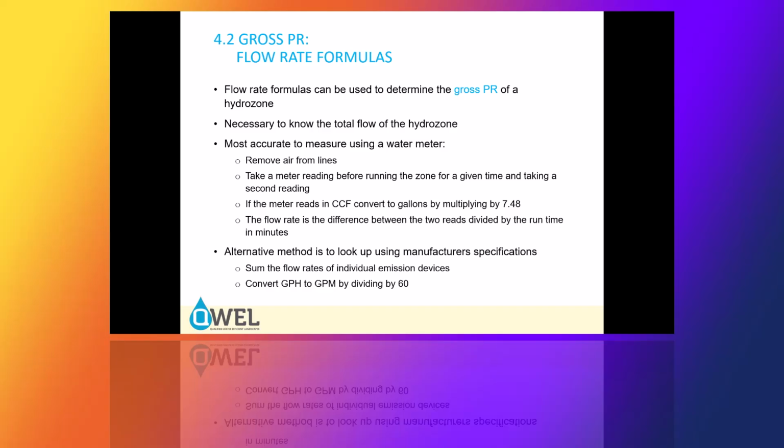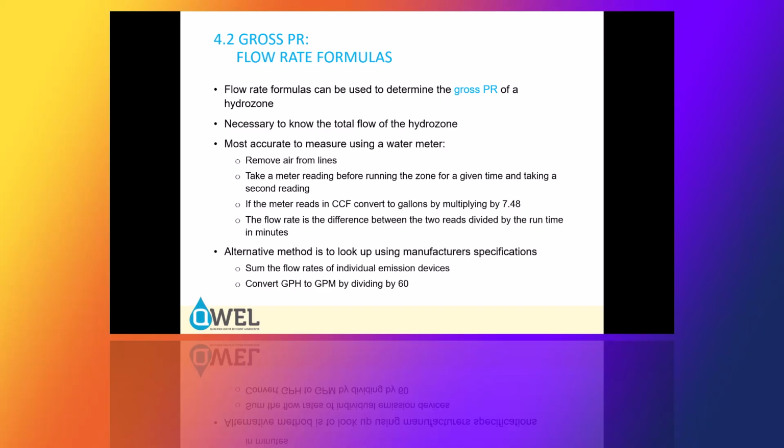Flow rate formulas can be used to determine the gross PR of a hydrozone. In order to use these formulas, it's necessary to know the total flow of the hydrozone. The most accurate method of determining the flow of the hydrozone is to measure it using a water meter. So you want to activate the system to remove any air from the lines, take a meter reading, and then allow the hydrozone to run for a certain amount of time, like 5 minutes for spray or 10 minutes for drip.